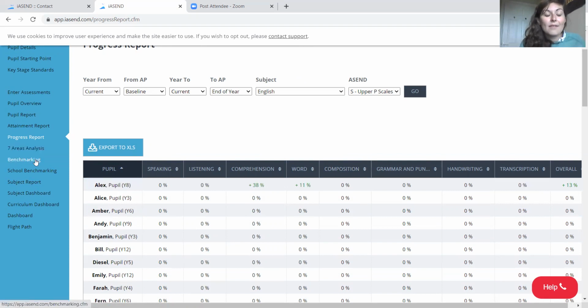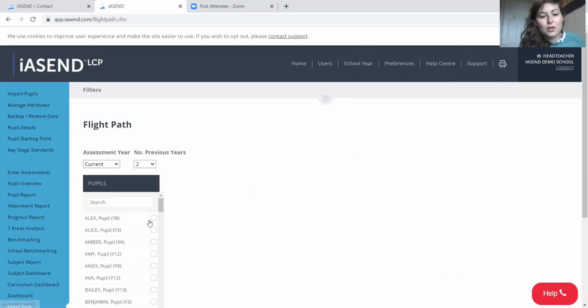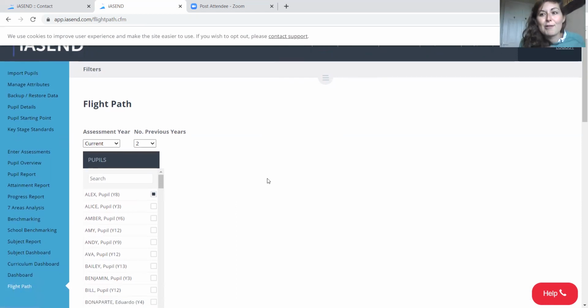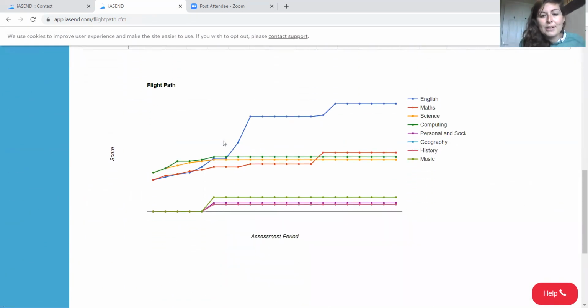Right, let's now have a look at the next page, which is our flight path. A flight path is really nice to look at in terms of the visual about which subjects are this child's strengths and weaknesses. Now I've chosen 2 previous years, and you can see here all the assessment points, and I can hover over the dots and that's going to tell me what those assessment points mean. And I can really see that he's absolutely flying in his English and maths. I can see there's been a little bit of progression there. Obviously we'd want to see probably a bit more information.